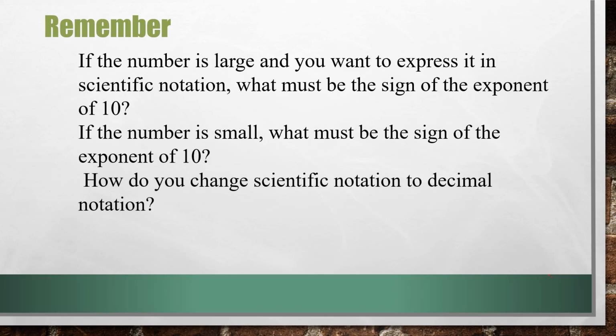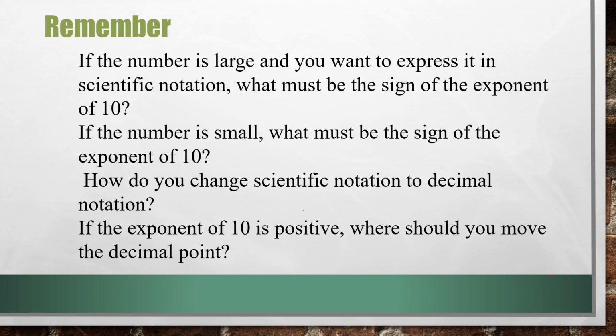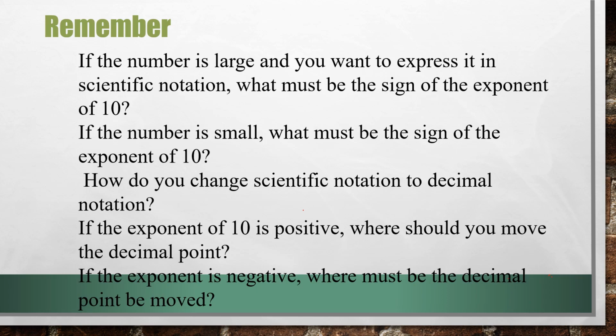How do you change scientific notation to decimal notation? If the sign is negative, to convert that into decimal notation, you are going to move the decimal point to the left. Next, if the exponent of 10 is positive, where should you move the decimal point? You're going to move the decimal point to the right. It depends on what the exponent of 10 is. Next, if the exponent is negative, where must the decimal point be moved? If the exponent is negative, you are going to move the decimal point to the left.